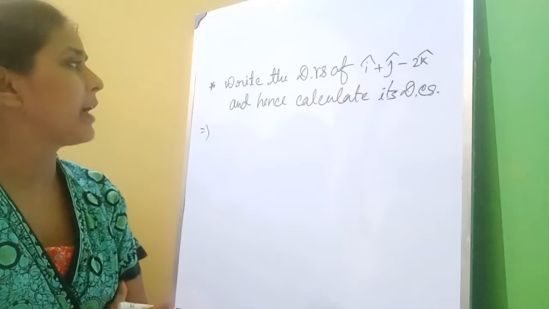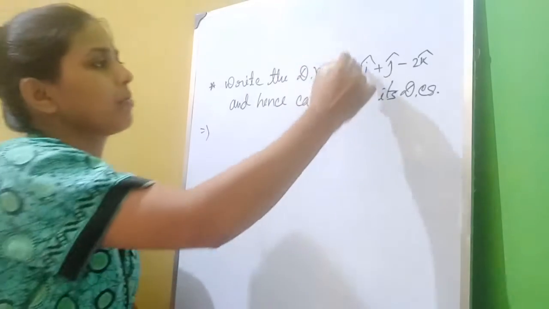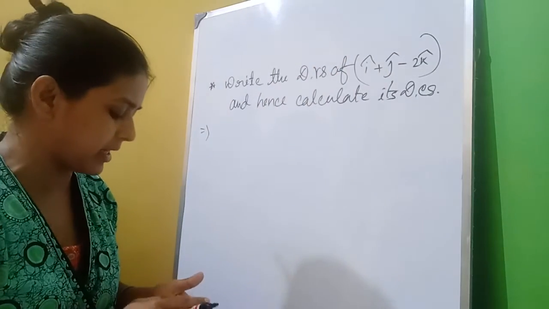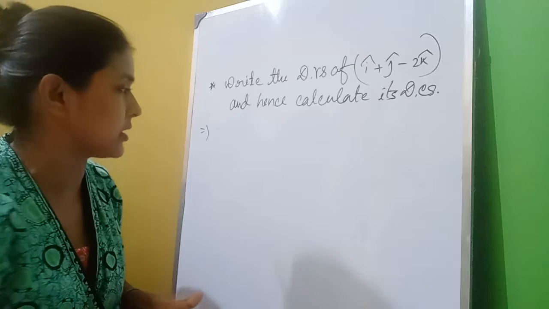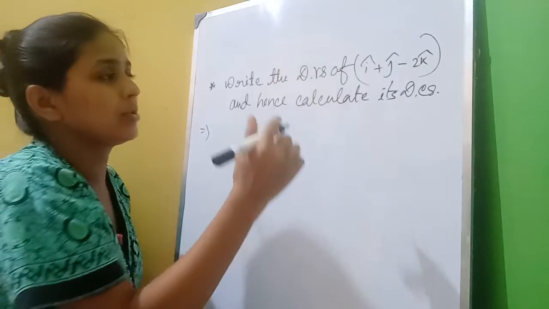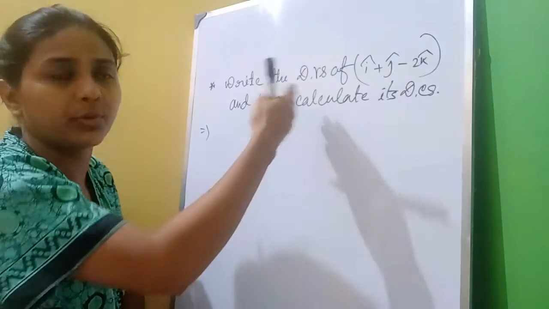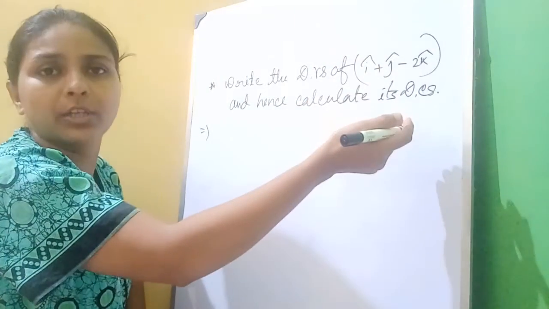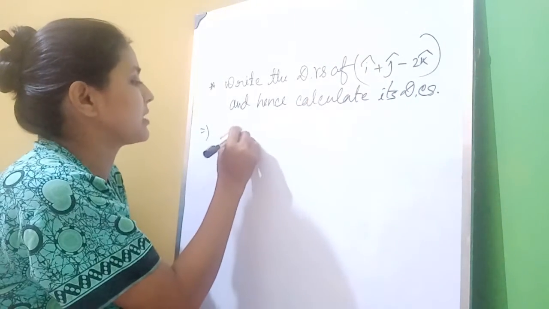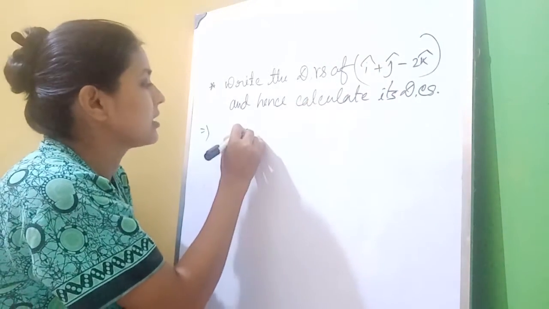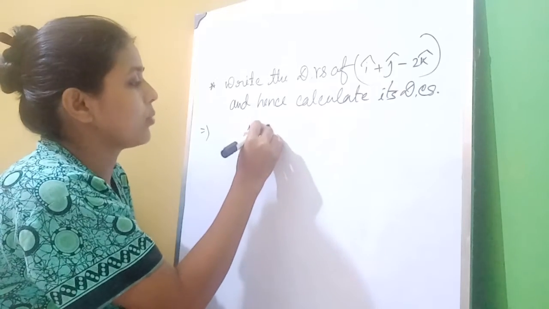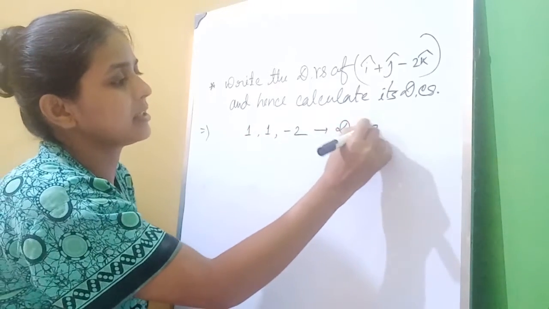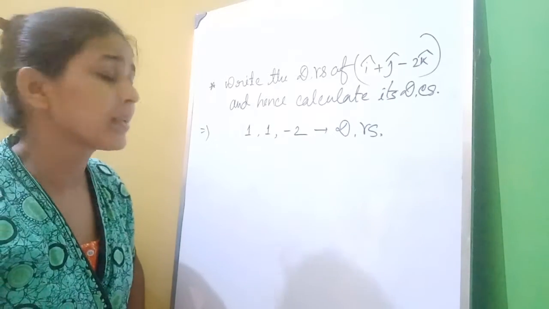So when it is given in vector form, how can we find the direction ratios and direction cosines? It's very easy. Direction ratio, as I just told before, for a normal vector, its components will be direction ratios. That means the direction ratios are 1, 1 and minus 2.